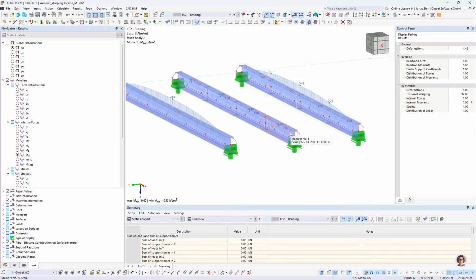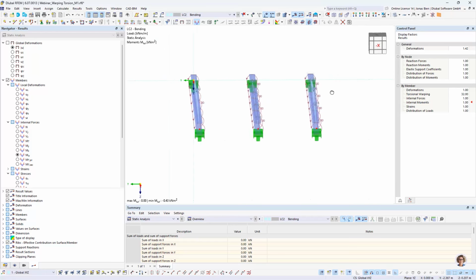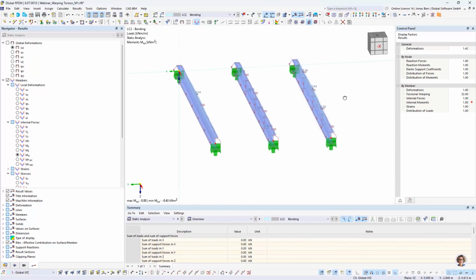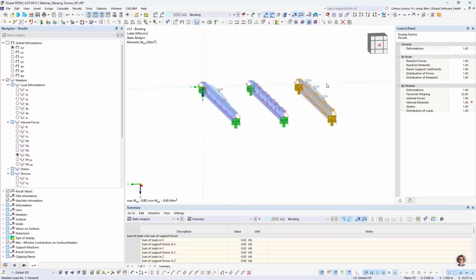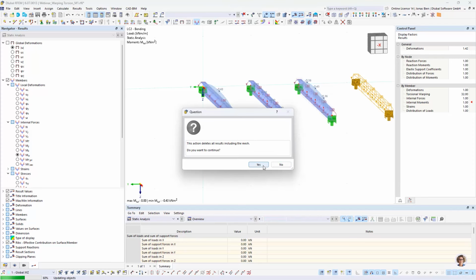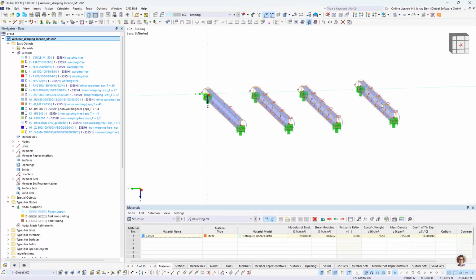So be careful whenever you work with 7 degrees of freedom. The default behavior is that the warping degree of freedom is not coupled from one member to the other. And as I just said, it's not very trivial in many cases how the warping degree of freedom is transferred. We can couple them via this member set by grouping them up.